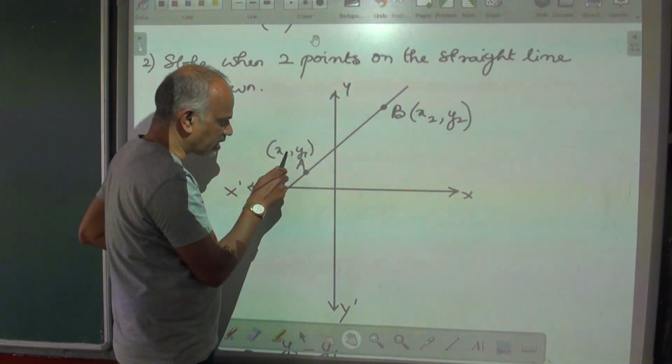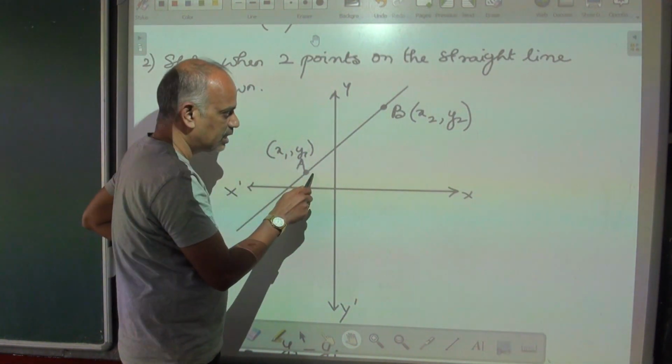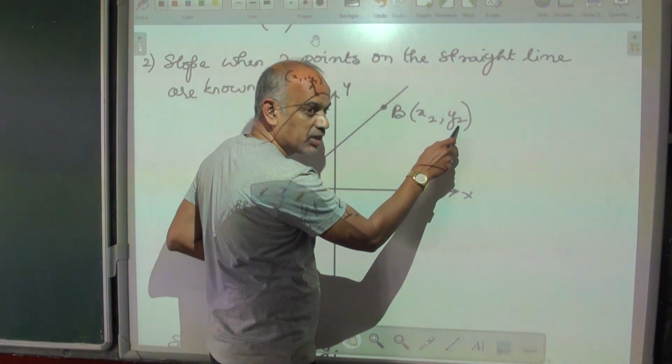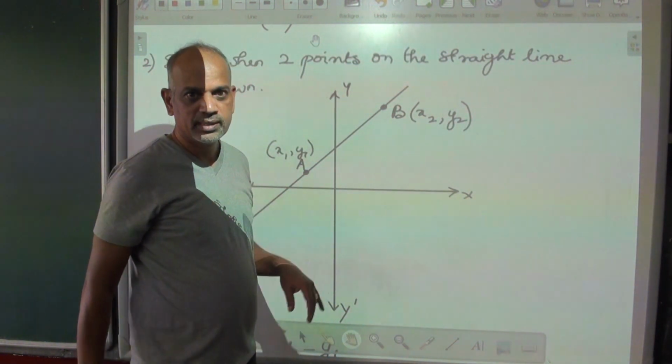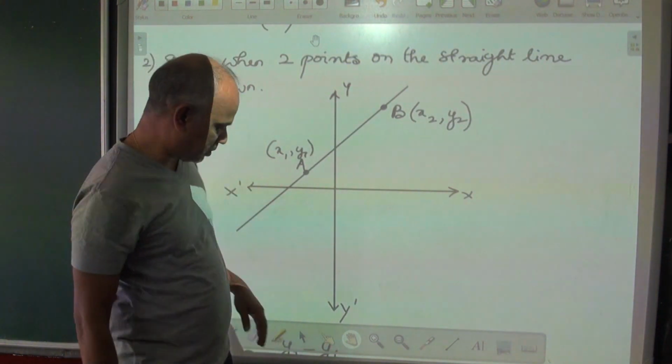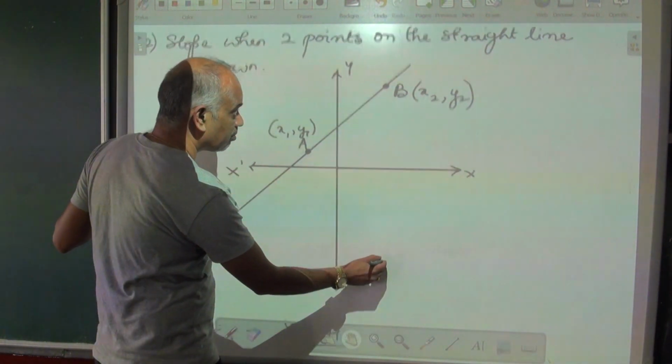A, whose coordinates are x1, y1, all numbers. B's coordinates are x2, y2, this is also some numbers. So if these 2 points are known, then you can find the slope. So slope is given by the formula.